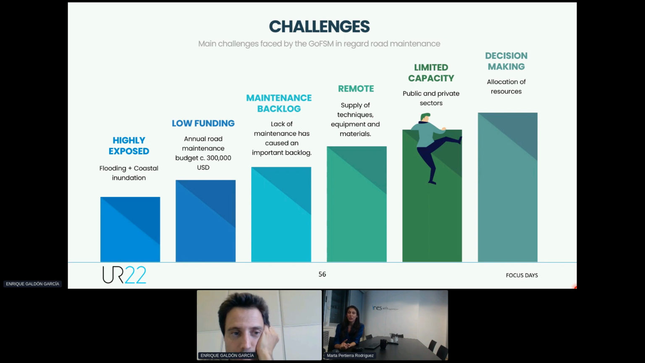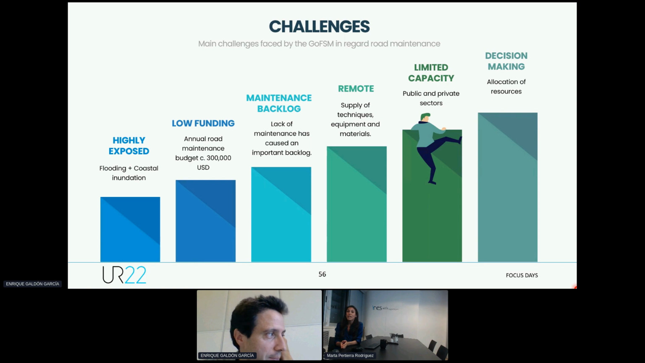Not only natural hazards, but in these countries the exposure to climate change is also very important. As I was saying, one of the main hazards is coastal inundation. Due to climate change, the sea level is going to rise.